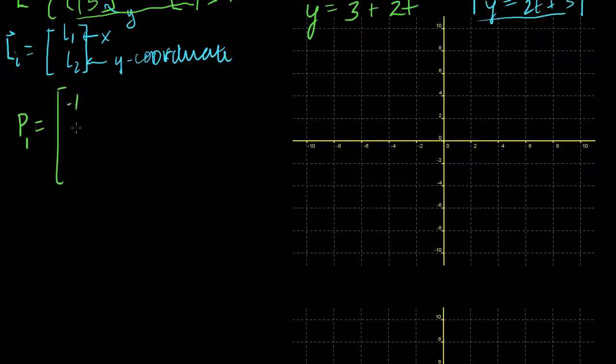let's make up some numbers: -1, 2, 7. Let's say I have point 2. And once again, this is in 3 dimensions, so you have to specify 3 coordinates. This could be the x, the y, and the z coordinate.